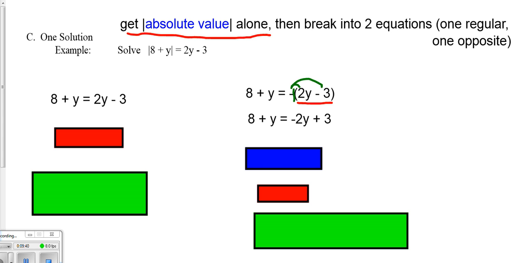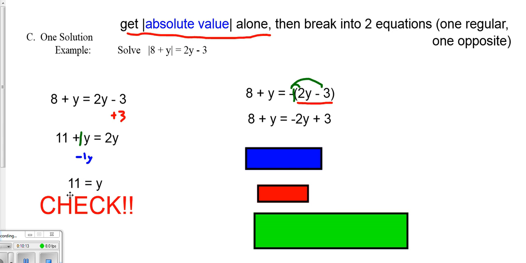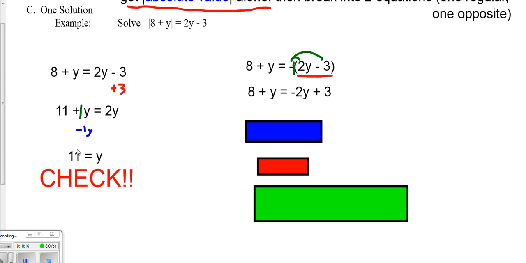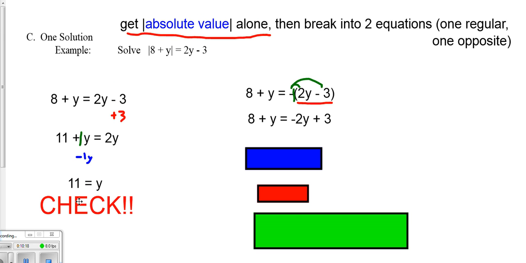Okay? Now from here, we just work towards solving each of these equations separately. So for this one, if we're trying to get y alone, maybe we would add 3 to both sides, in which case it's now 11 plus y equals 2y. And I'm even just going to put a little 1 right here, because it's like 1y here. So now we subtract 1y from both sides, here and here, and we would get 11 equals 1y, or just y.